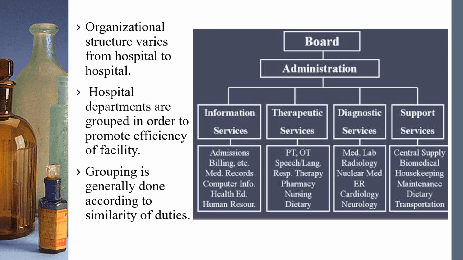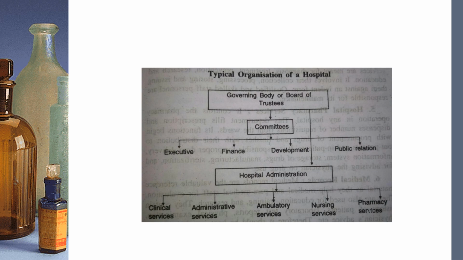Now this is the structure. So there will be a board. Under that comes the administration. Under administration we are having information service, who will be looking after admissions, billing, etc. Therapeutic service, OPD, nursing, pharmacy, diagnostic service, medicinal labs will be there, cardiology, neurology, support service like the housekeeping staff, maintenance, transportation, everything. Now again, this is a similar board, you all can go through this.